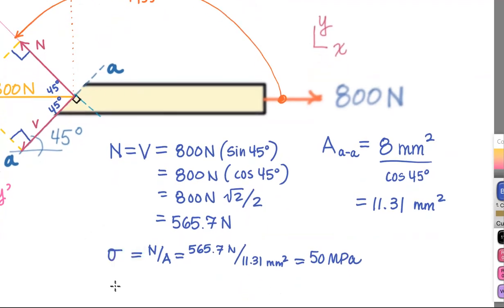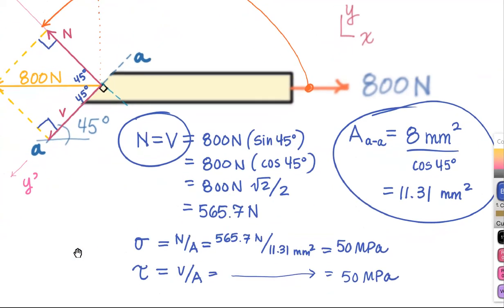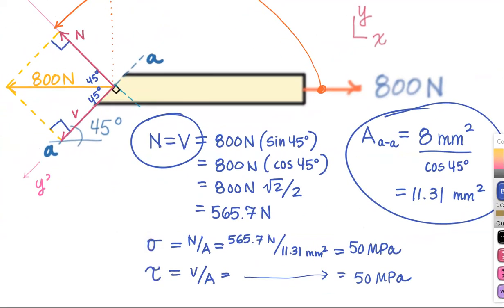And once we do our shear stress, tau, it's going to be a very similar equation. Since these forces are the same, we're using the same area, so I'll just skip to the conclusion, 50 megapascals. The normal stress does have a sign associated with it. Because that is tensile, arrow pointed away from the body, our normal stress is also tensile.